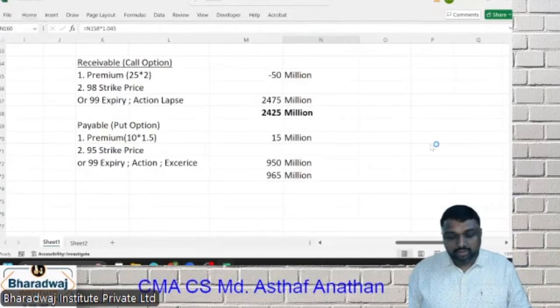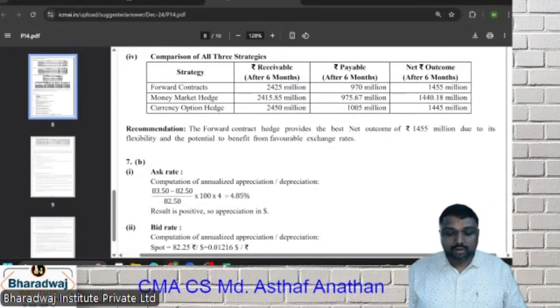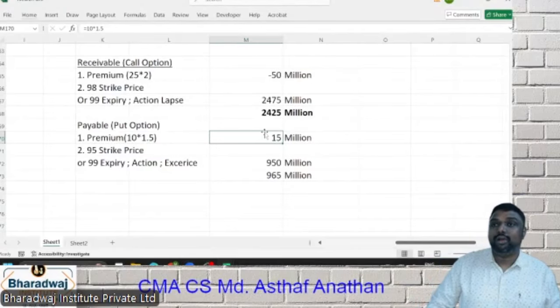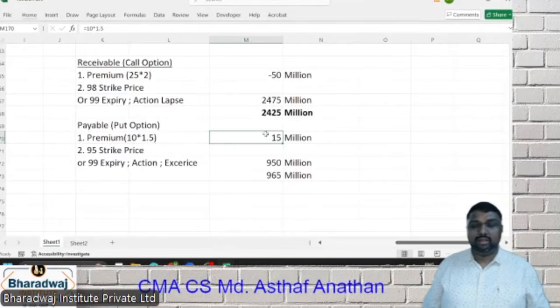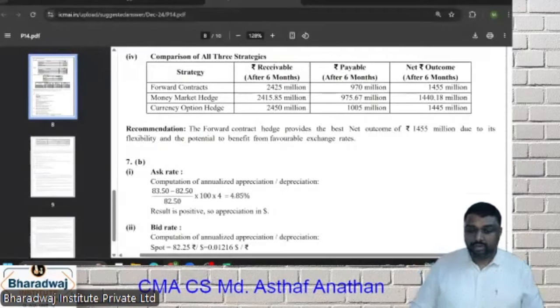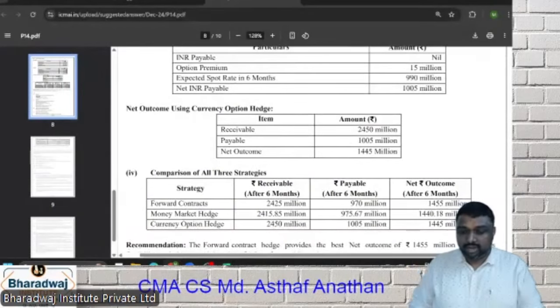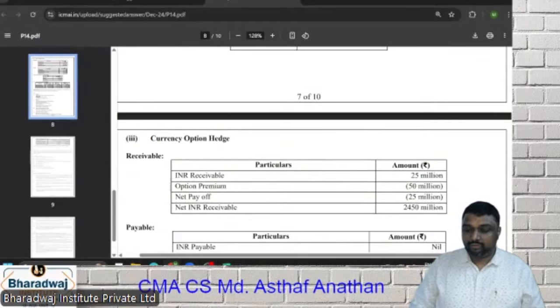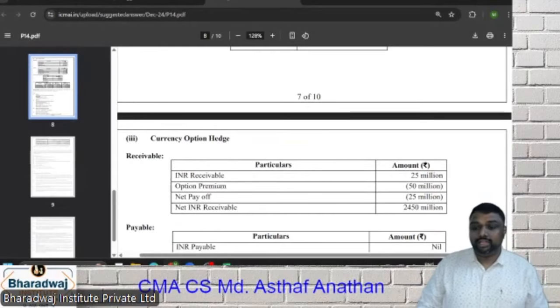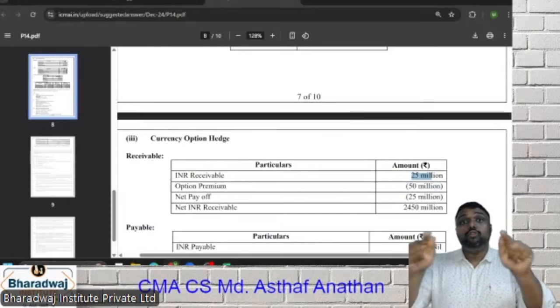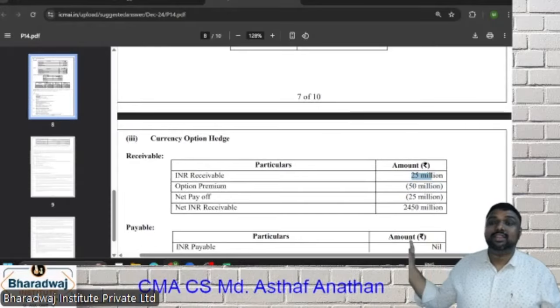So we have done it correctly. What they have done wrong is, instead of 10 into 1.5, they again converted it into multiplication. A small error in the working note. That is why the answer for currency option is wrong in the study material. When they calculate the option premium, they have taken INR 25 million. Actually it is not 25 million. It is 25 into 2, which would be 50 million. So that is the slight mistake they have made.